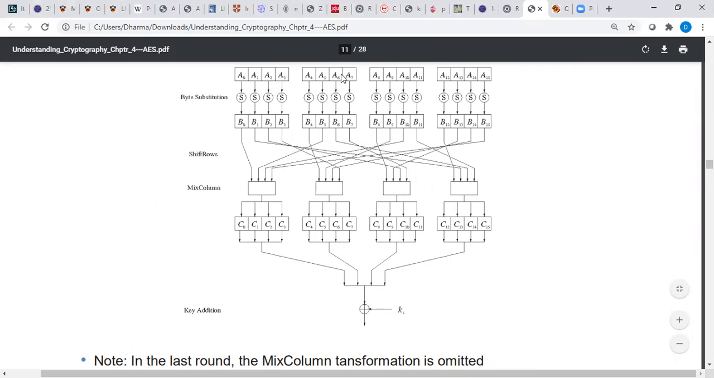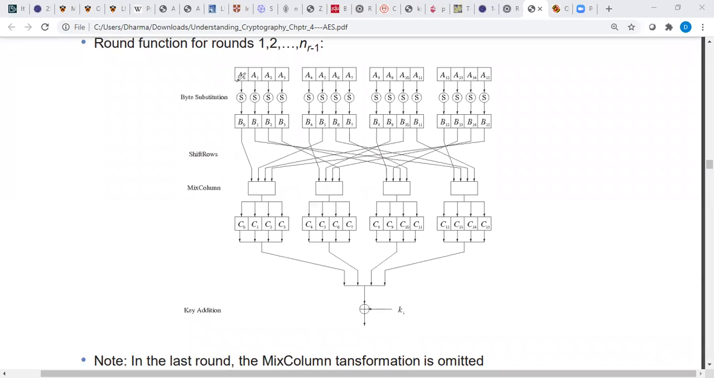We had all A's in the first input, right? So let me write it here. So what did we have? We have A everywhere. We have A here, A here, A here. So we have all A's everywhere, which means that the substitution layer will substitute A everywhere by some other thing. So of course, all of the B's will be the same because the inputs are the same. And then the shift rows basically mixes up our data, which has no effect because our inputs are all A's everywhere. That's for the first message.